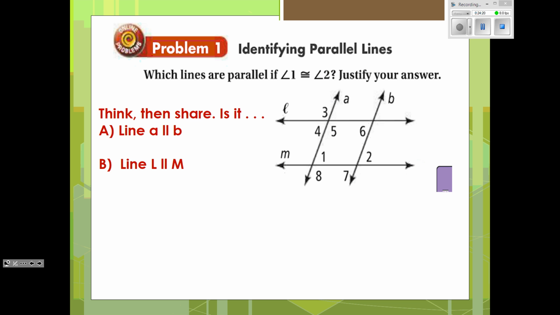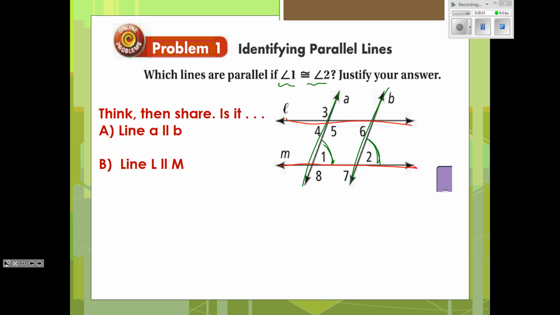So let's look at this for a moment. We'll just talk through this. If I know that angle 1 and angle 2 are congruent, so angle 1 is congruent to angle 2, then which two lines do I have to know are parallel? A and B, right? They're the two that created those corresponding angles. Now, let's make sure. Why wouldn't L and M be the two that would be parallel based off of 1 and 2 being congruent?